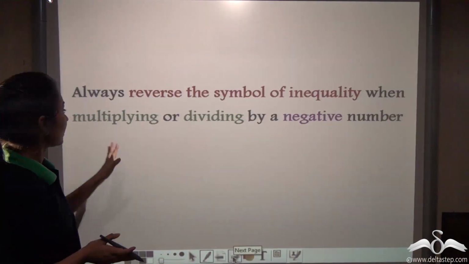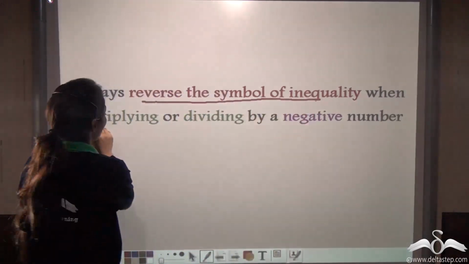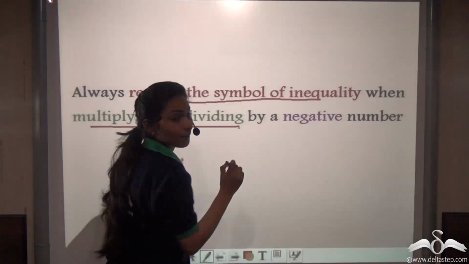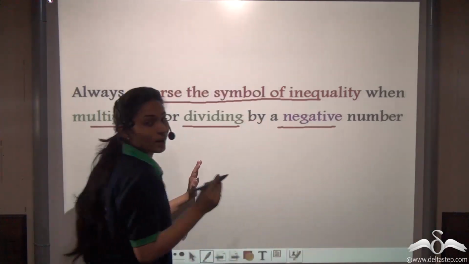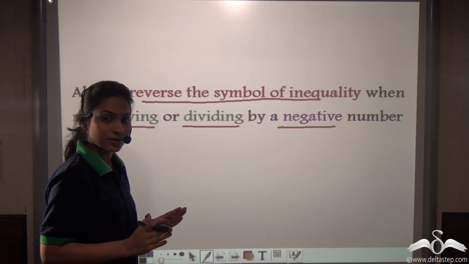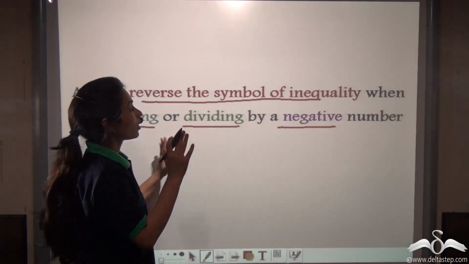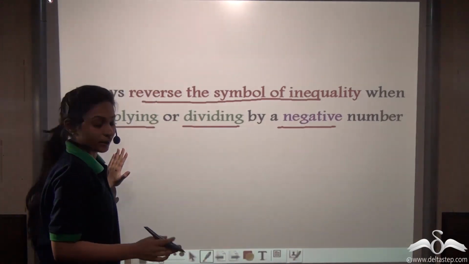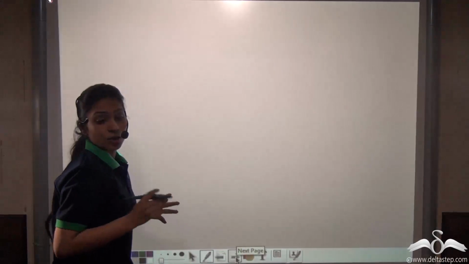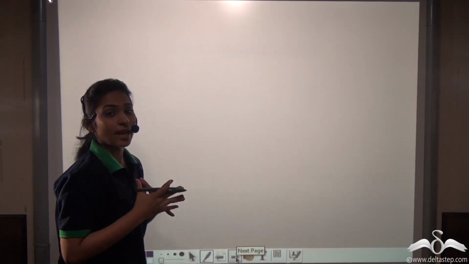So you can say that you always have to reverse the symbol of inequality whenever multiplying or dividing by a negative number. Adding or subtracting a positive or a negative number gives you the same result, but only multiplying or dividing with a negative number reverses the symbol of inequality. Now you have seen multiplying or dividing with a positive or a negative number.